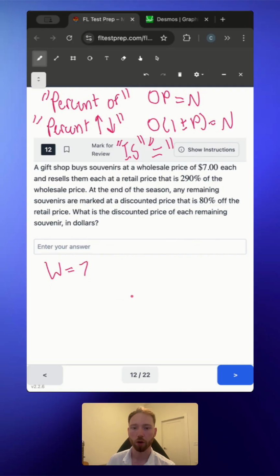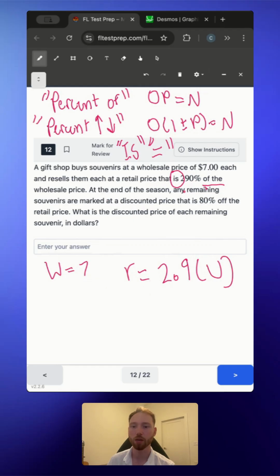And then resells them each at a retail price that is, so that means retail equals, because remember, "is" means equals in a word problem, 290% of the wholesale price. So we see this percent of the wholesale price. So we already know it's going to be 290%, so 2.9 times the wholesale price. You see how we're building this equation. But keep reading, make sure you build all your equations before you attempt.